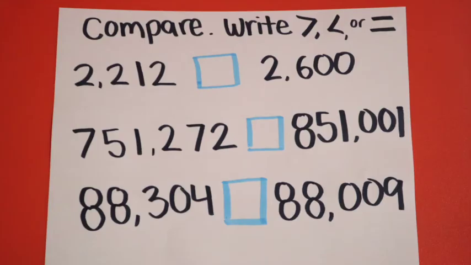Here is your video response question. Inside of the blue boxes, I want you to write whether the values are greater than, less than, or equal to each other. Be sure when you show your answer to the camera that you include the numbers. So don't just write greater than, less than, equal to. Make sure you write out, for example, the first one, 2,212 is, whatever you write inside that box, greater than, less than, or equal to 2,600.